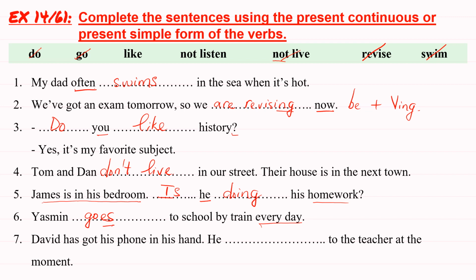Alright. Number 7. David has got his phone in his hand. He's to the teacher at the moment. We have the expression at the moment. Rồi, đây là dấu hiệu của thì hiện tại tiếp diễn. Và mình cũng tiếp tục áp dụng công thức của thì hiện tại tiếp diễn là to be cộng với động từ thêm ing. Và ở đây he thì sẽ đi với động từ to be là is. Ở đây chúng ta còn một từ duy nhất đó là not listen. So we have is not listening, like this. Okay, so this is all for our practice.